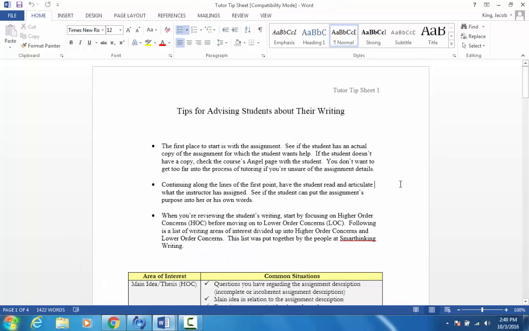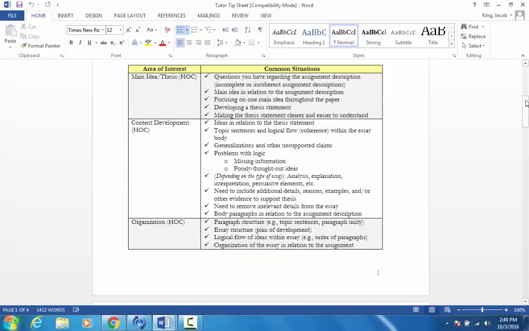As it says right here on your tutor tip sheet, the first place to start is with the assignment itself. So kind of a trick question, but yeah, start with the assignment itself. And that means simply asking the student, do you have an assignment sheet? If not, what's the name of your teacher for this class? Can I get into the Canvas class and pull up the assignment sheet and even look at the rubric if there's a rubric associated with the assignment? This kind of helps reinforce to the student what they should be shooting for, but it also gives you an idea of what the actual assignment guidelines are supposed to be.